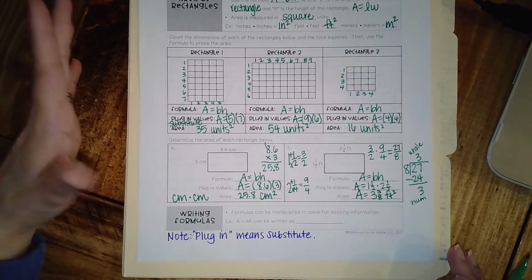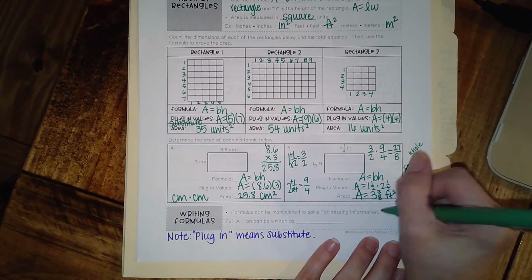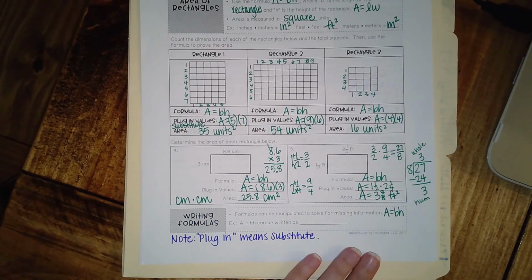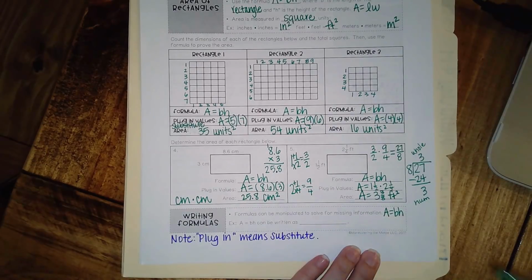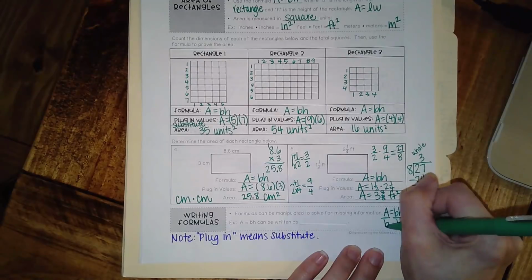Now, since we can find the area of rectangles, that means we can also use the area, if we know the area, to find other parts of that rectangle. For example, if I know that the area is a certain amount and I also know the base, then I could use that to find the height. So let me show you what that looks like. If I have area equals base times height, and I already knew the area and I already knew the base, then I could divide by the base here to find the height.